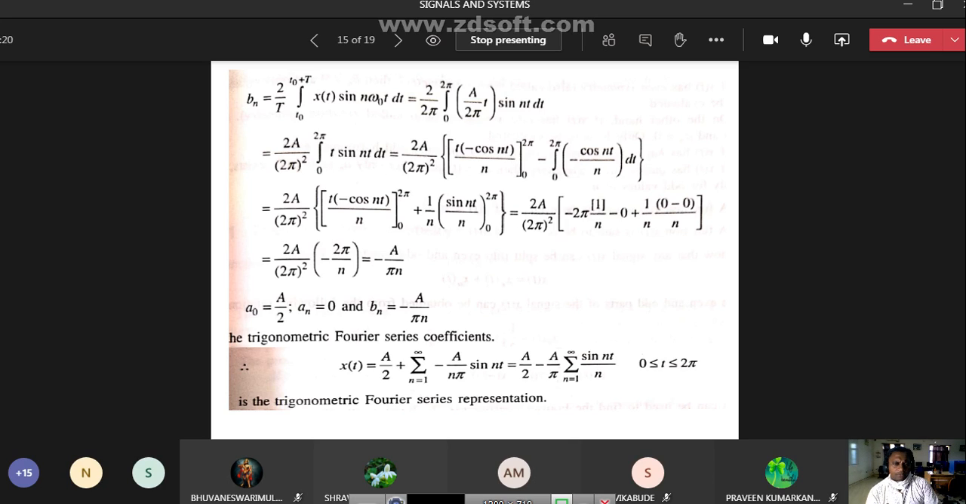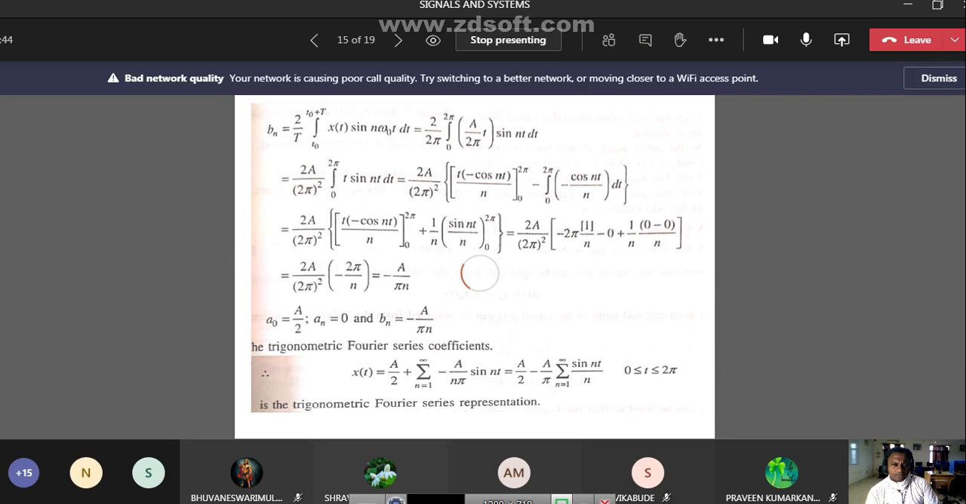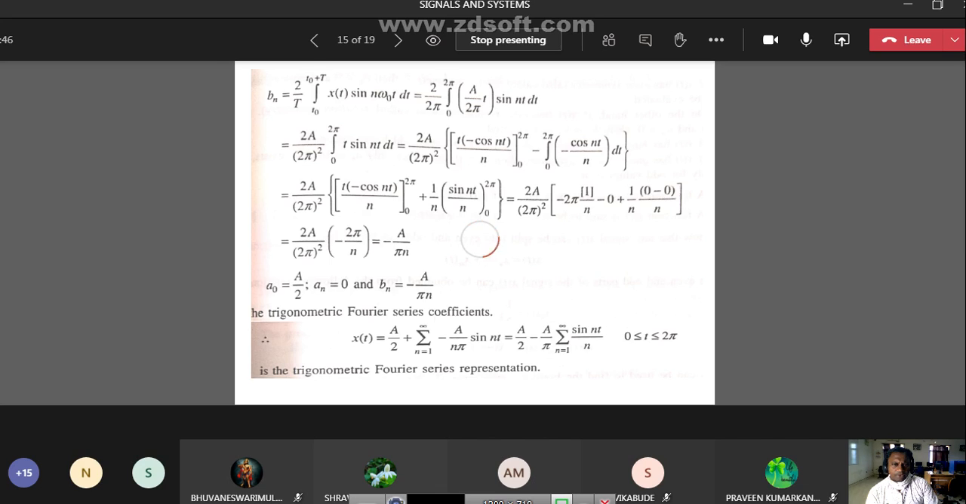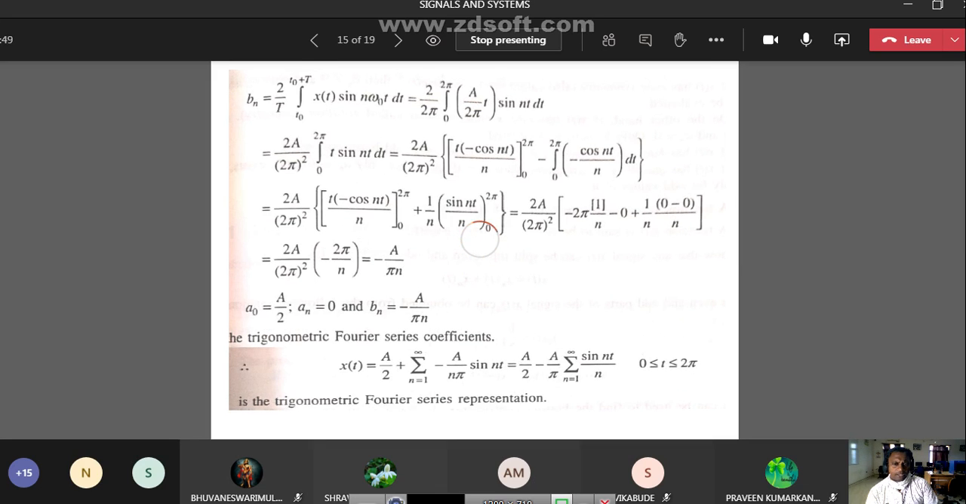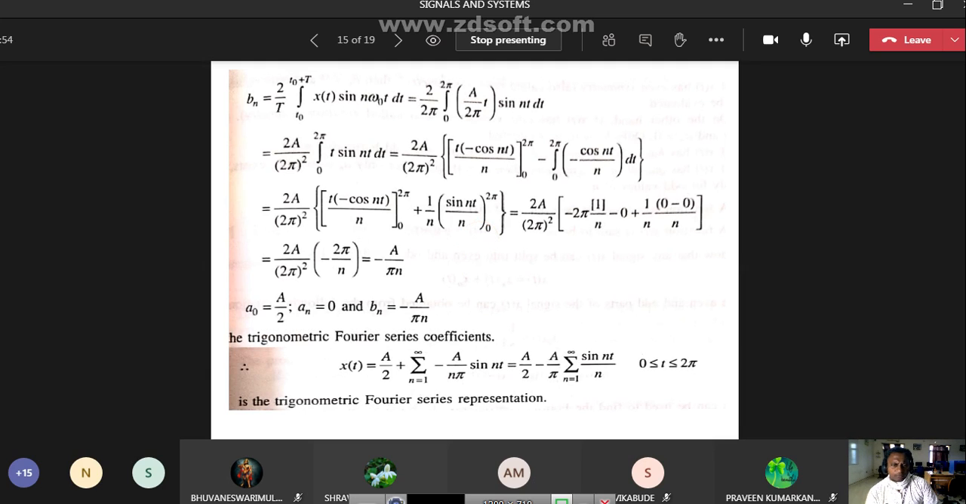So therefore 2a by 2 pi whole square into, and this minus 2 pi by n, only the first term will be there, minus 2 pi by n, and 2 pi and 2 pi will cancel each other. So then what happens is 2a by 2 pi with a minus sign. Then finally you will get minus a by 2 pi n, minus a by pi n. This 2 and 2 will get cancelled. So therefore minus sign is there, minus a by n pi.